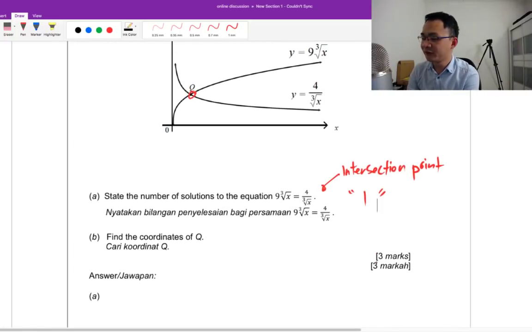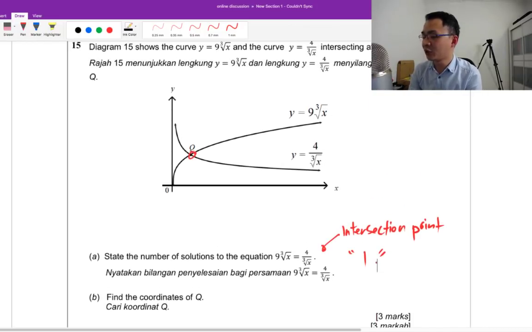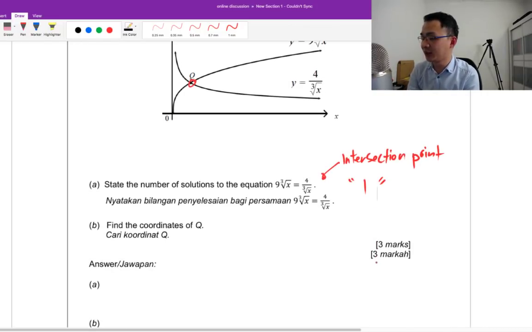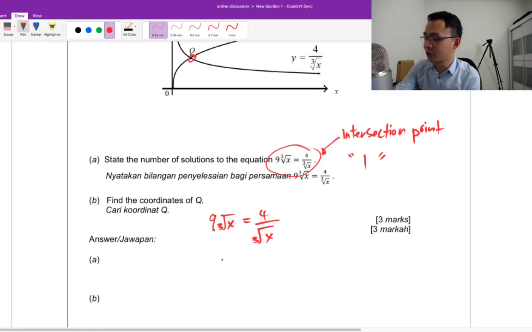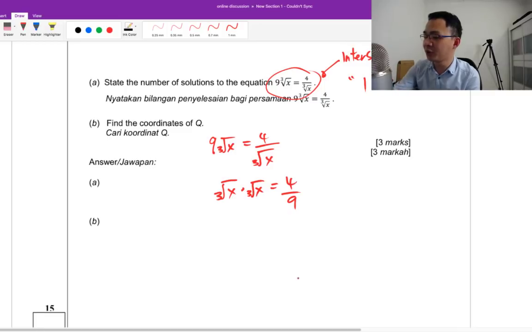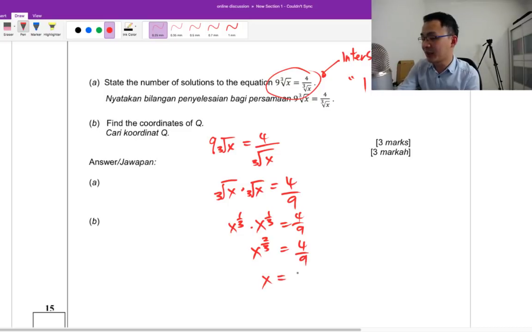Okay, find the coordinates of Q. If you want to find the coordinates of Q, you need to solve this equation. So you sub the y into the y here. You have 9 cube root x equals 4 over cube root x. I will join the cube root x multiplied with cube root x, and here will be 4 over 9. Cube root is x power 1 over 3, multiplied by x power 1 over 3 equals 4 over 9. Multiply means plus in the power, so you get x power 2 over 3 equals 4 over 9.